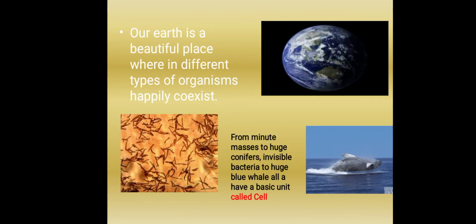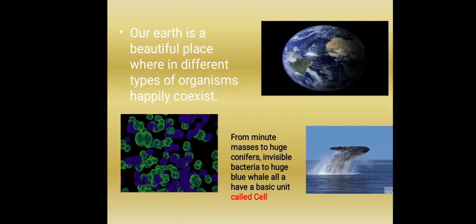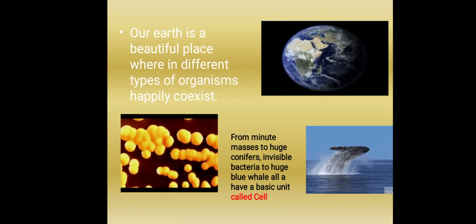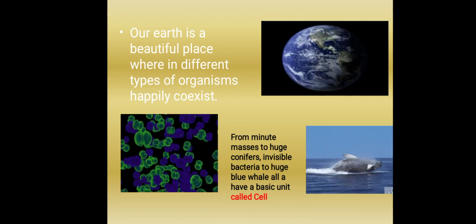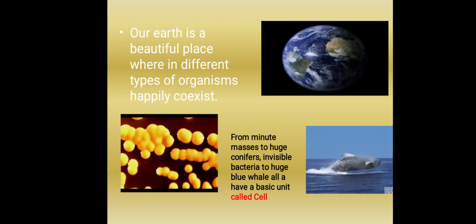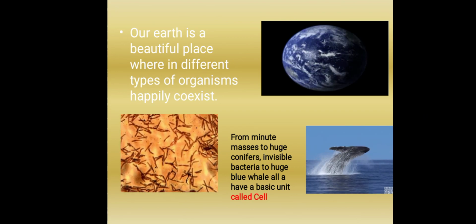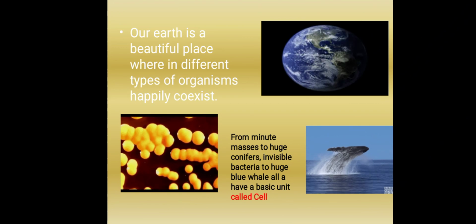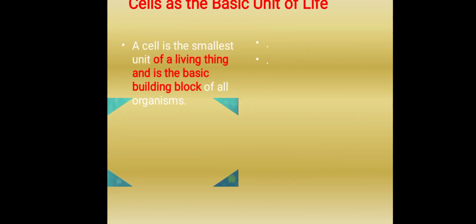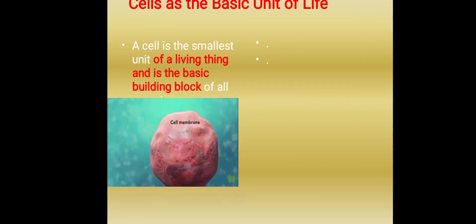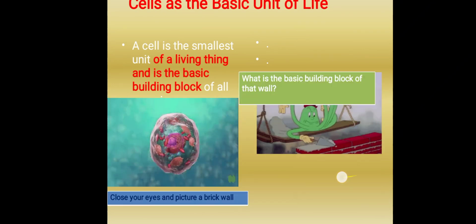So let us revise. In today's lesson, we have learned that our Earth is a beautiful place wherein different types of organisms happily coexist. From minute masses to huge conifers, invisible bacteria to the huge blue whale, all have a basic unit called the cell. A cell is the smallest unit of a living thing and is the basic building block of all.